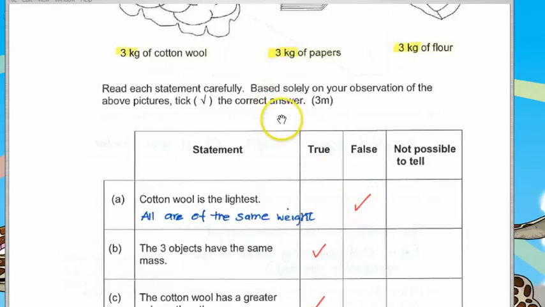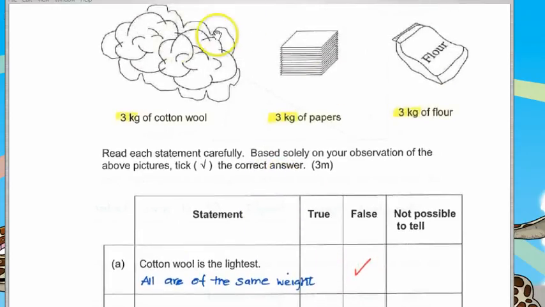What you need to do to find the weight of any matter here is compare. So long as the weights are the same, you just cannot say that any one of them is heavier or lighter. So these matters here are of the same weight. If you say cotton wool is the lightest, we are wrong.